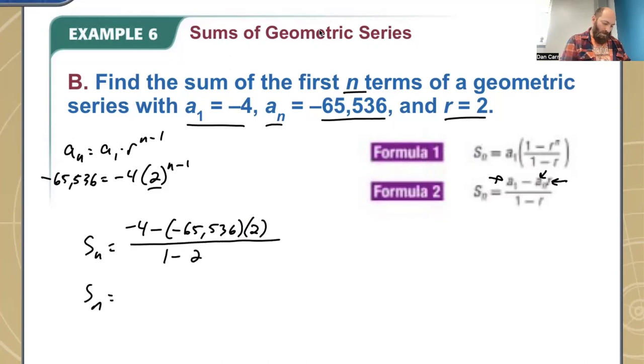Okay, so the sum of these n terms, we go ahead and do that in the calculator. Again, be careful with your negative signs and parentheses, but -4 minus -65,536 times 2, divided by 1 minus 2. So I get that in, I get -131,068 for my sum. All right.